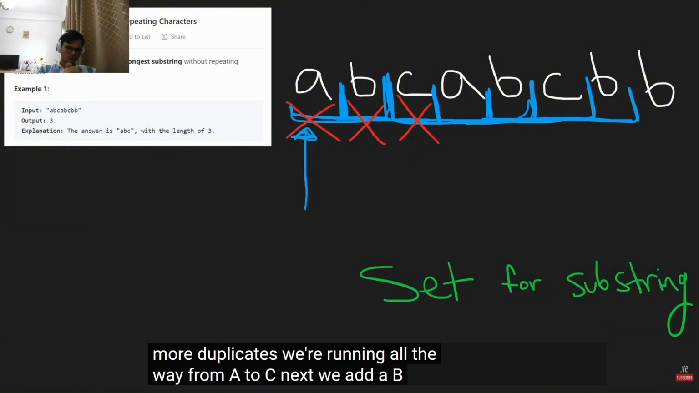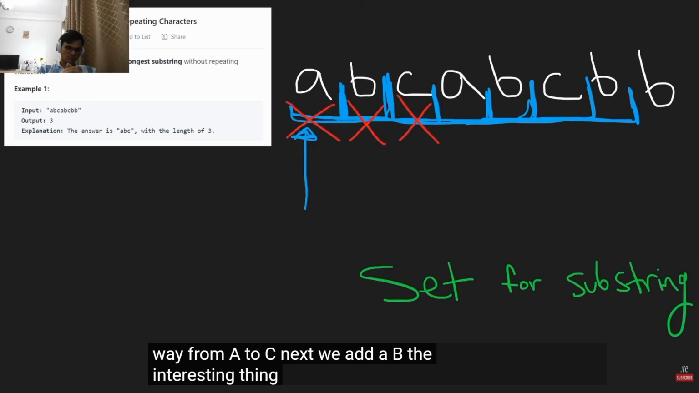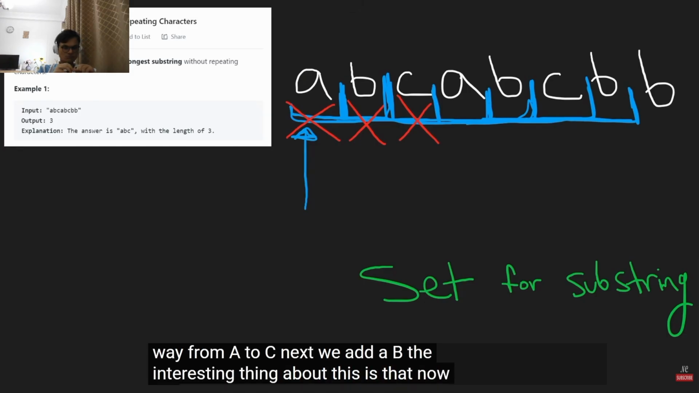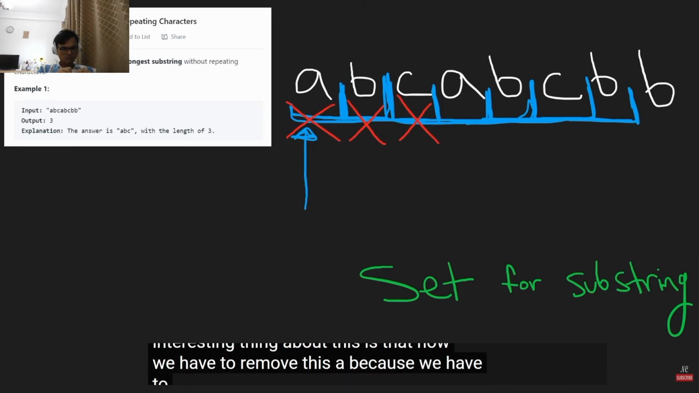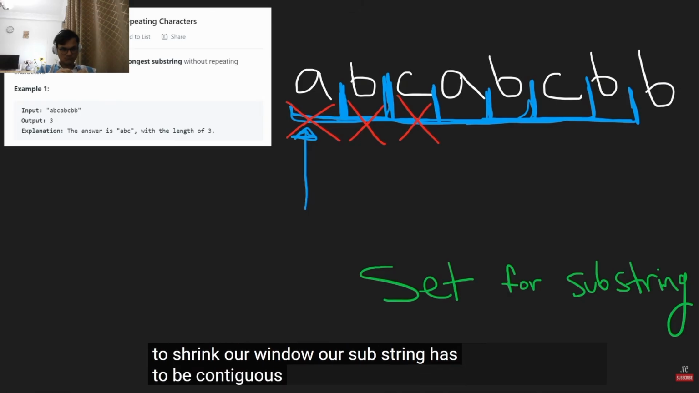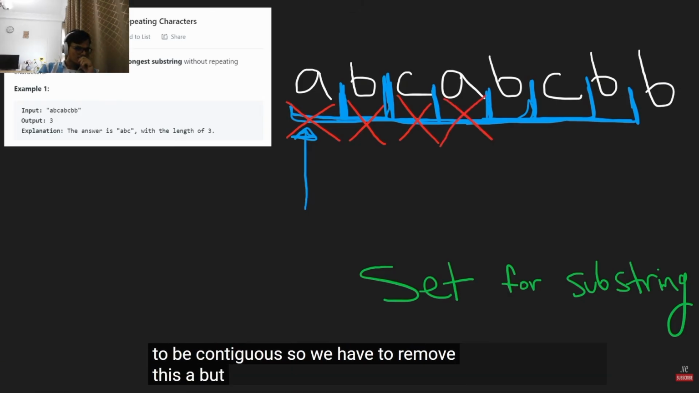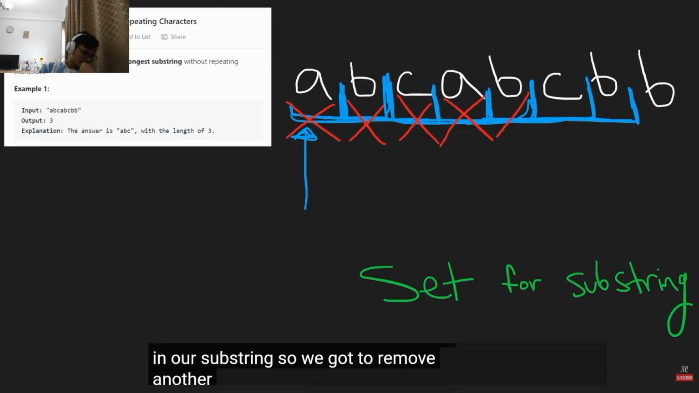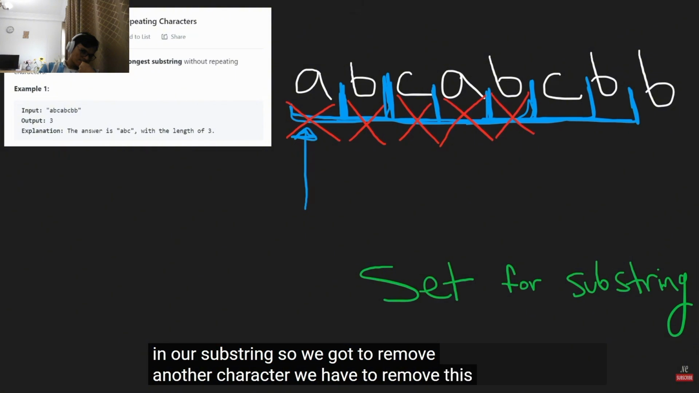Next, we add a B. The interesting thing about this is that now we have to remove this A because we have to shrink our window. Our substring has to be contiguous, so we have to remove this A. But notice we still have two B's in our substring, so we've got to remove another character. We have to remove this B.